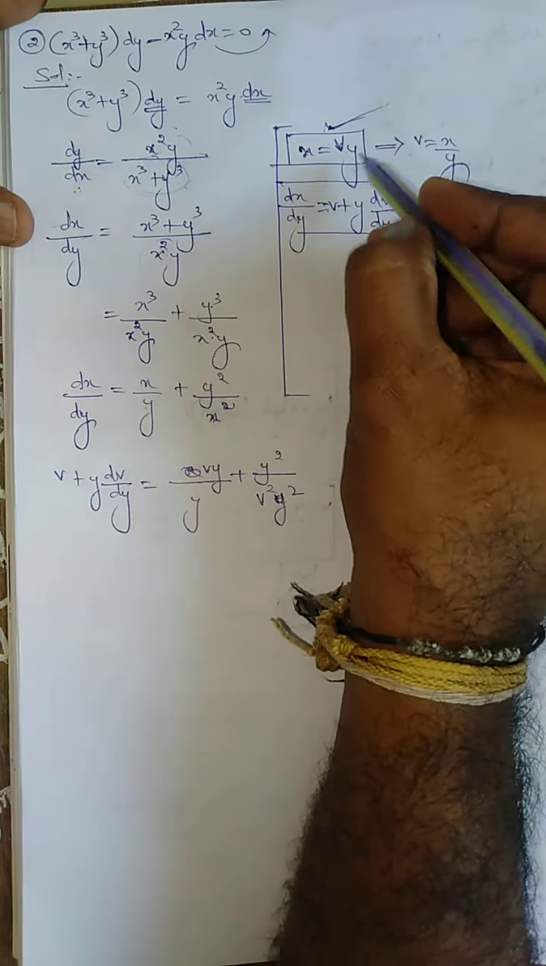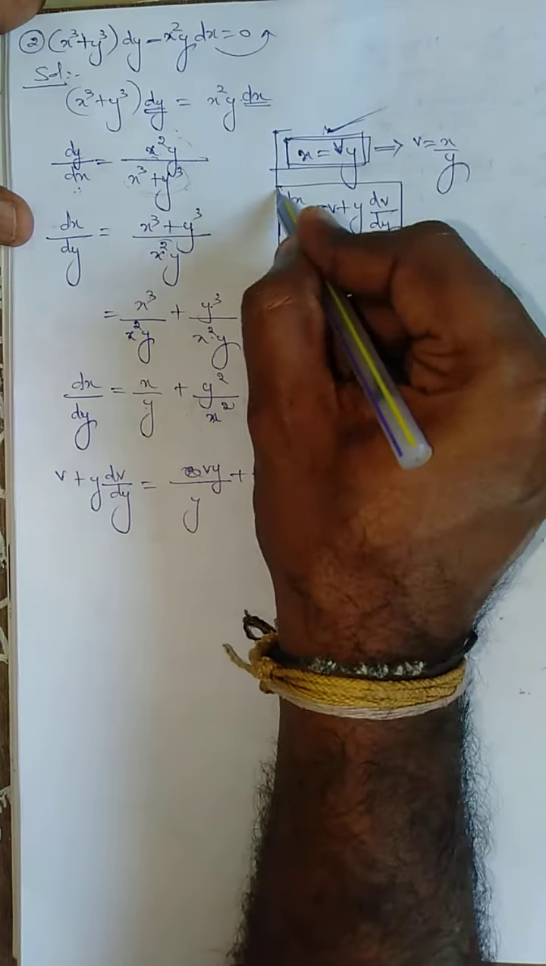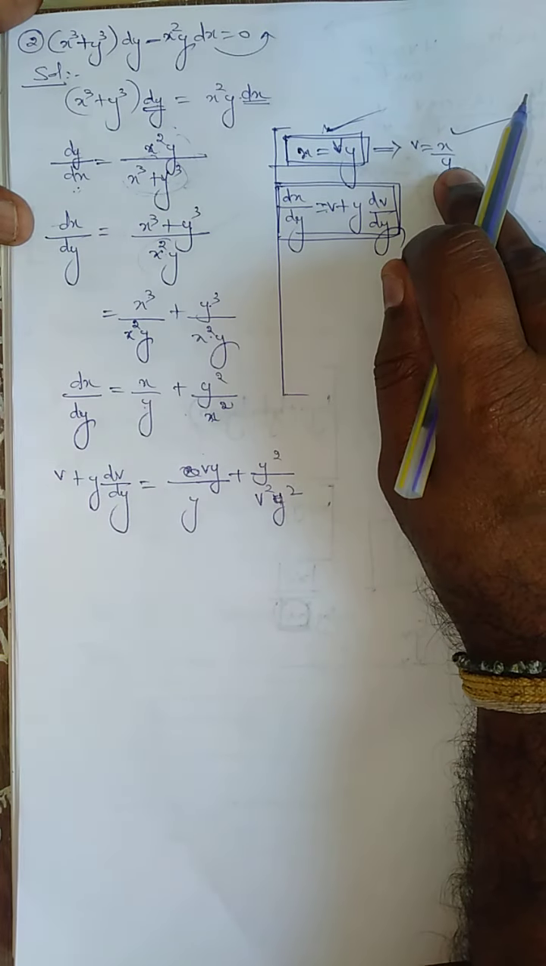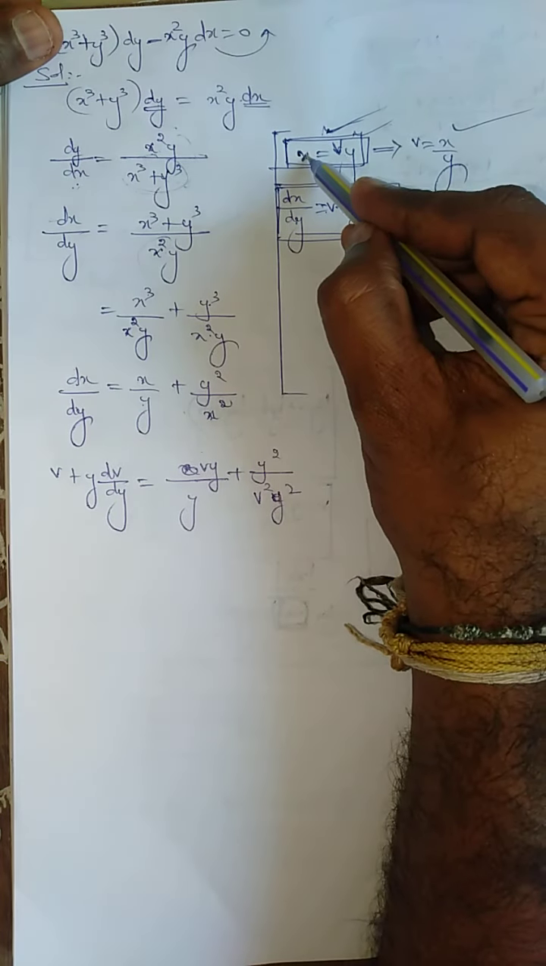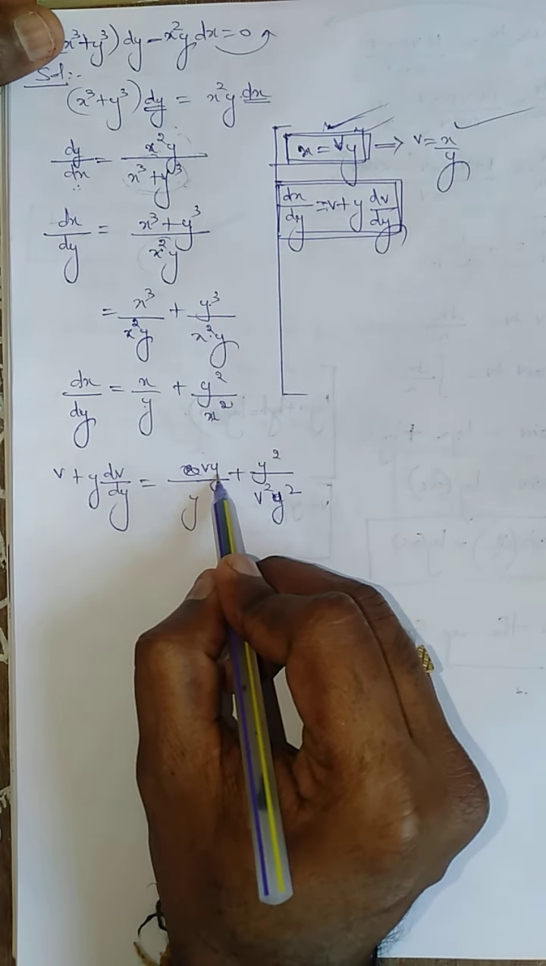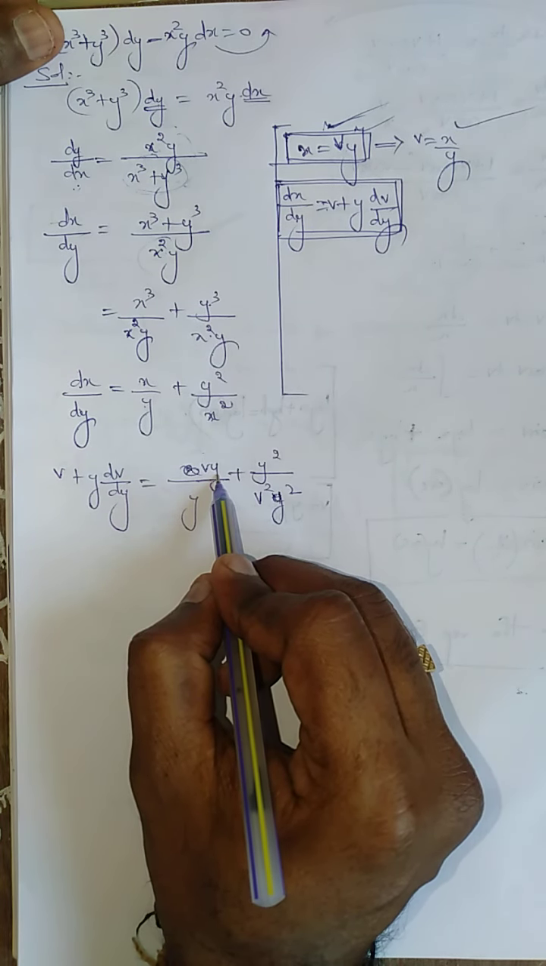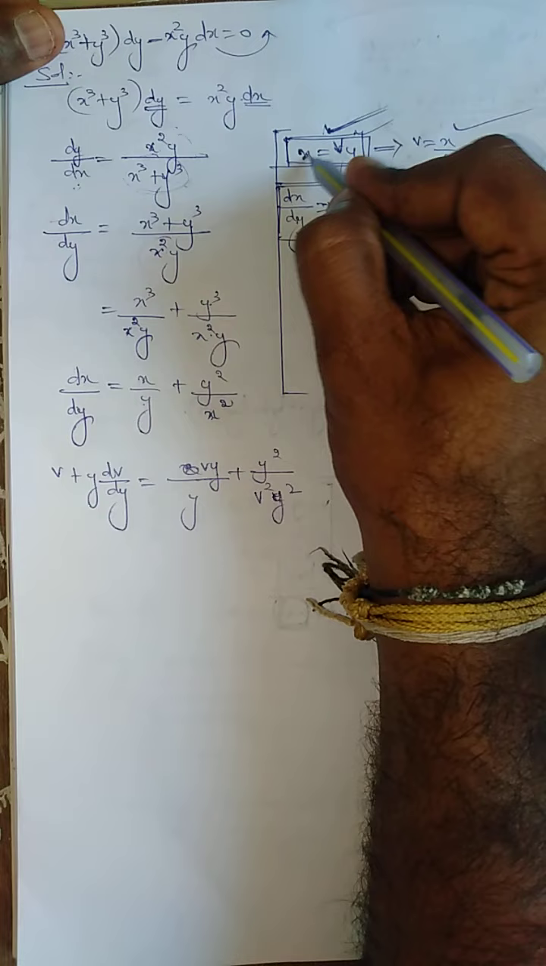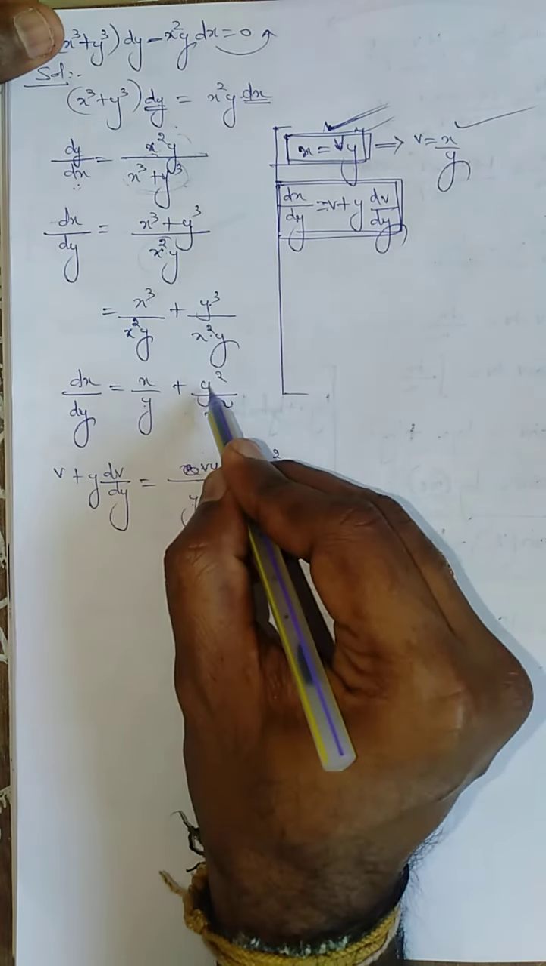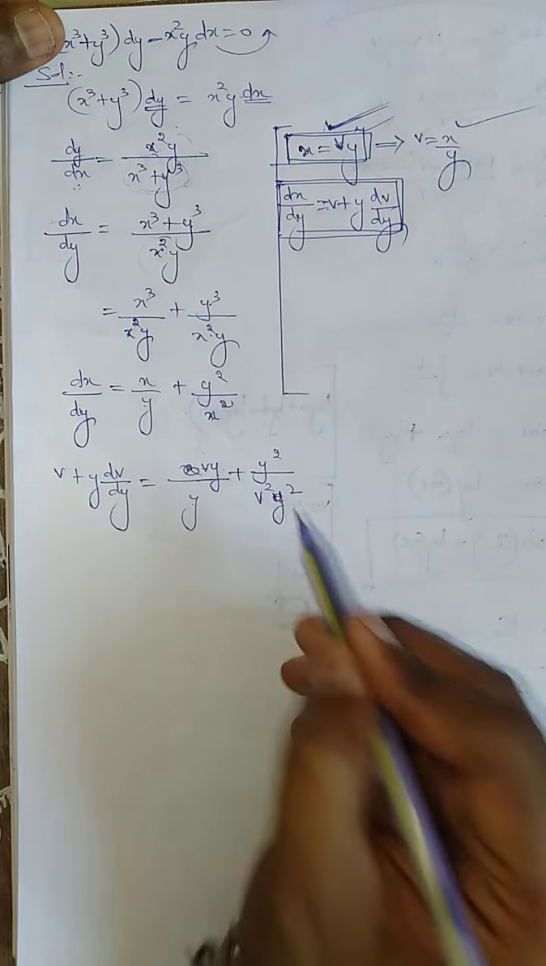I have told in the previous one itself, you need to apply this one and this one. This way finally we can use this one. So x is equal to vy. Wherever x is present, apply vy. In the previous sum, wherever y is present, we applied vx. In this sum, wherever x is present, apply vy. y square, leave it as it is. x square is nothing but v square y square.